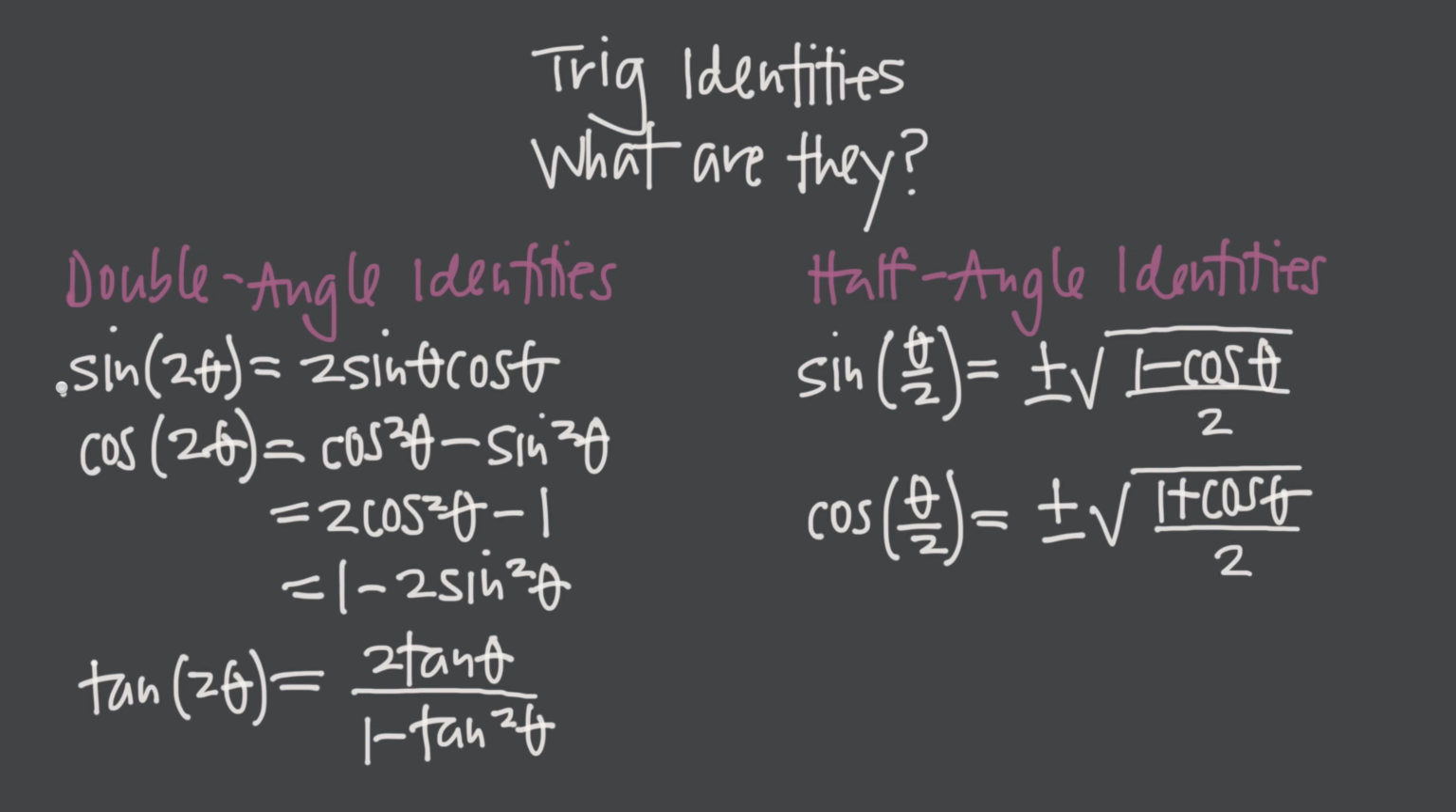So I would try to remember this first one for sine of 2 theta and this first one for cosine of 2 theta. They seem to come up more than any other of the double angle or half angle identities. But obviously, if you can remember tangent of 2 theta or the half angle identities for sine or cosine, that's really helpful too.